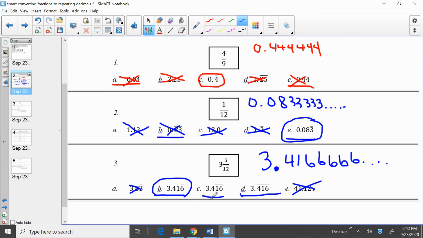I jump next door. Even though this looks similar, this answer would mean that the 1 and the 6 repeated, because there's a part of the line over the 1. The 1 doesn't repeat. Same here, so bye-bye. So here, 3.416 with a line over all of them would mean the 4, the 1, and the 6 repeated, but they don't. Just the 6 repeats. So bye-bye there too. All right, so hopefully we see that's our answer.